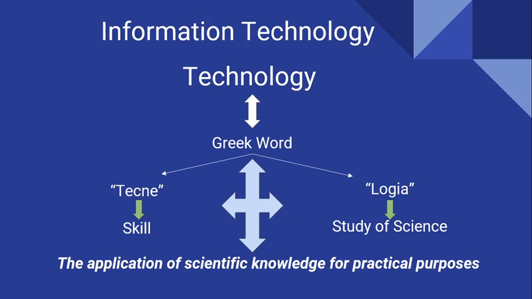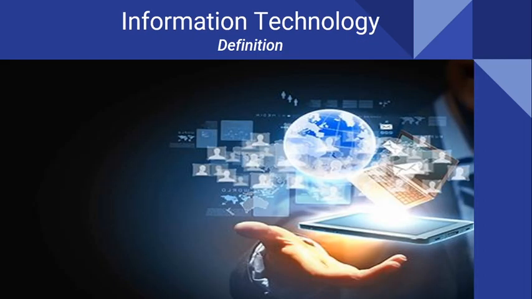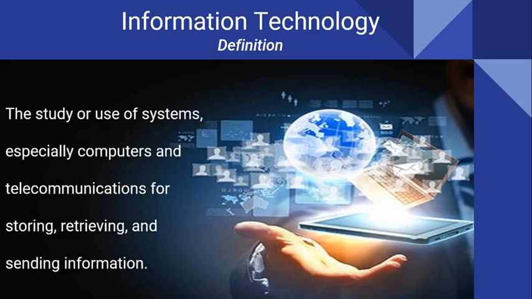Now, then what does this entire phrase, that is information technology, mean? So we are coming to the definition portion of information technology. Let us try to understand what is information technology. It is the study or use of systems, especially the computers and the telecommunications, for storing, retrieving and sending information.